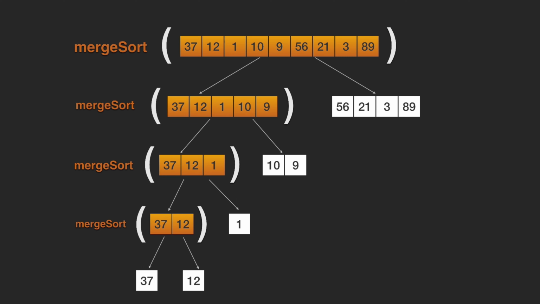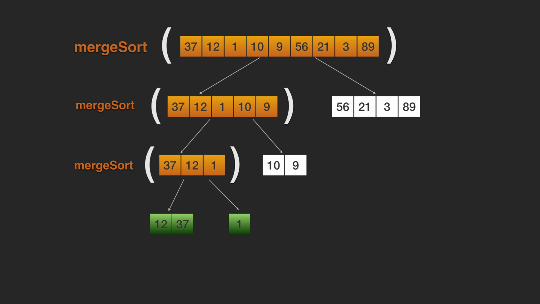Now in this step, we have two one-element arrays, and we know that a one-element array is a sorted array. Now we start to merge. Here, merging is easy. We first put the smaller element in the original array, and then the bigger one. The left branch is sorted, and in the right branch, we only have a one-element array, and we know that a one-element array is a sorted array.